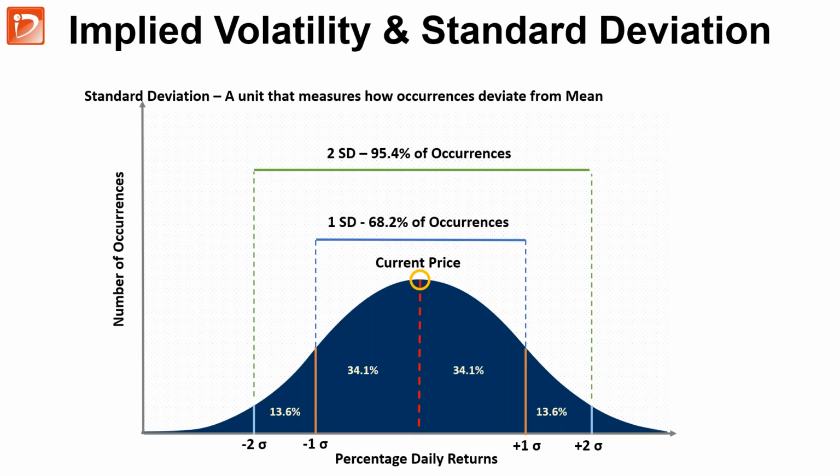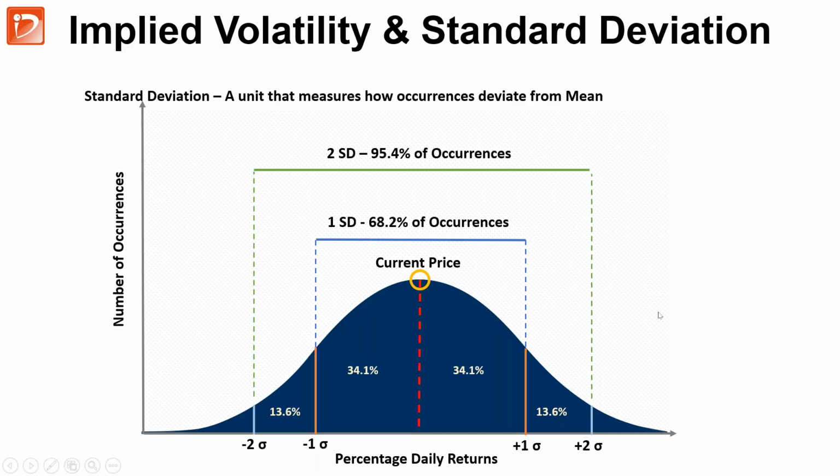So what is standard deviation? This is a unit that measures how occurrences or events deviate from the mean or the average. For example, if you plot a chart of the daily returns of the stock or index, like 1% return, 2% return, and so forth on the x-axis, and the number of those returns over a year or 10 years on the y-axis, then you will get a bell curve. This is called the normal standard distribution.